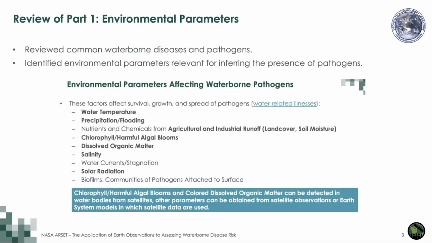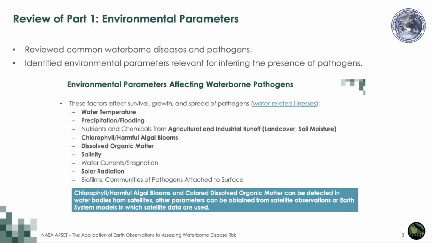Before we start with today's session, here is a brief review of what we saw in part 1. We reviewed common waterborne diseases and pathogens, including diarrhea, cholera, typhoid, polio, hepatitis A, etc. Then we identified environmental parameters relevant for inferring the presence of pathogens in water. And these highlighted parameters here, they are available from Earth observations, either from remote sensing or from Earth system models in which remote sensing data have been assimilated.